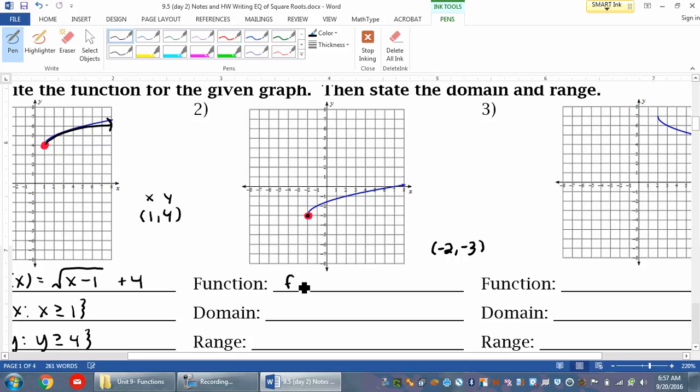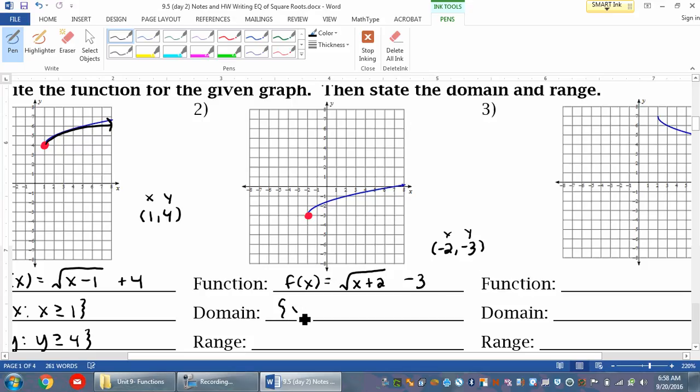So again, we start by writing f of x equals. You will lose points if you don't write f of x. We start by writing the square root, and it's going to be x plus 2 because it's the opposite. And then since I go minus 3, I keep it the same, minus 3.